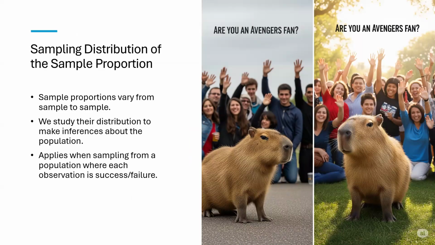When we randomly sample a group from a larger population, we expect some variability in the results. The sampling distribution allows us to model that variability and use it to make inferences about the larger population.